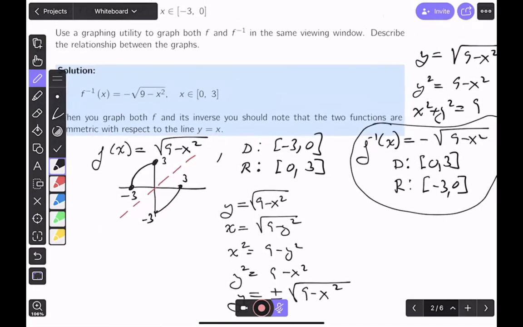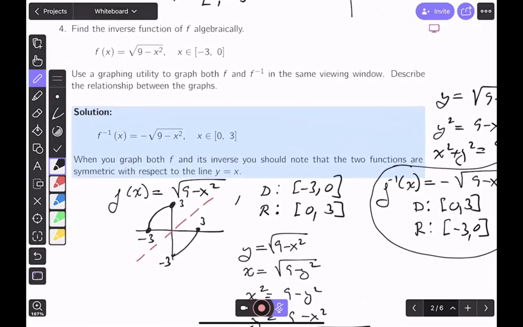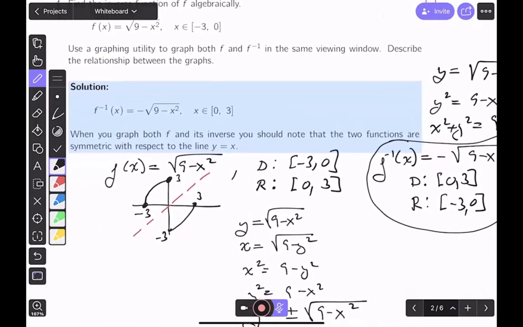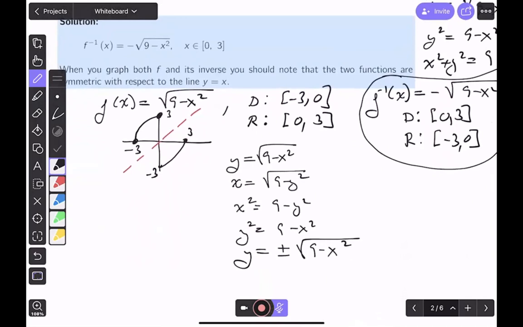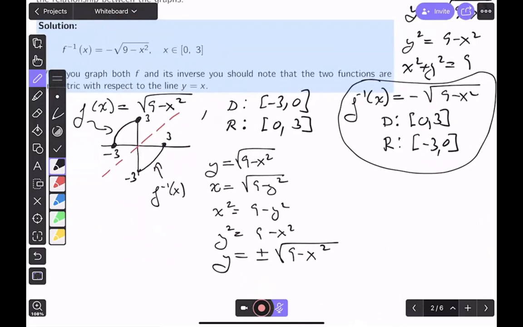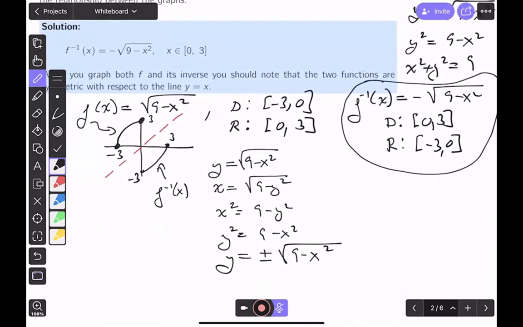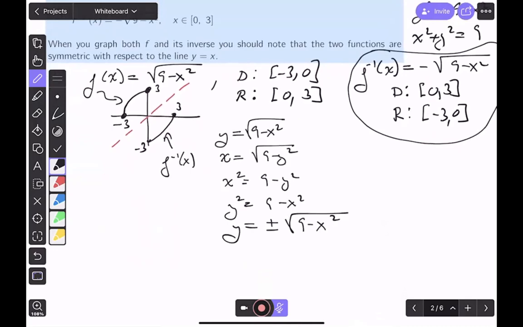All right. So what do they say? Find the inverse function of F algebraically. We did that. And when they say use a graphic utility, well, I use my brain to do it, to graph both F and F inverse. Maybe I should write that down for you. This is F. This is F inverse. And what's F inverse in the box over there? Let's see if we got the right answers though. And I'm seeing it. F inverse of X is equal to minus the square root of 9 minus X squared. Did a good job there. And I put the domain down as 0 to 3. All right. Let's go to the next question.